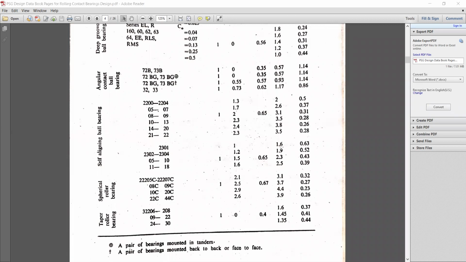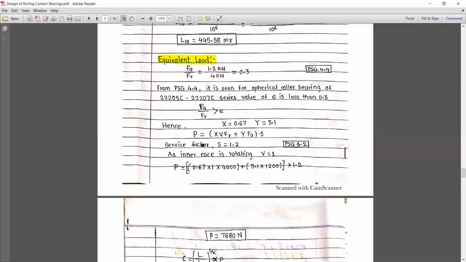Okay, so go to the problem. By selecting those values, we have considered the service factor for the given condition as 1.2. Similarly, referring to the PSG page number 4.2, to calculate the equivalent load, the equation is P is equal to (X V F_R plus Y F_A) into S.